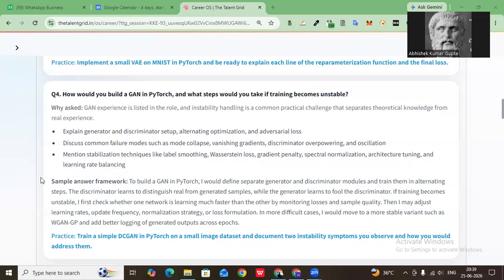So what would you take if training becomes unstable? Then you can come to these stabilization techniques, in case you can recall: label smoothing, gradient penalty, Wasserstein loss, spectral normalization, architecture tuning.